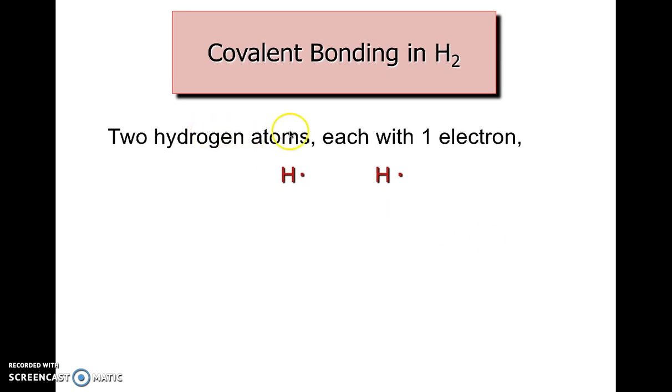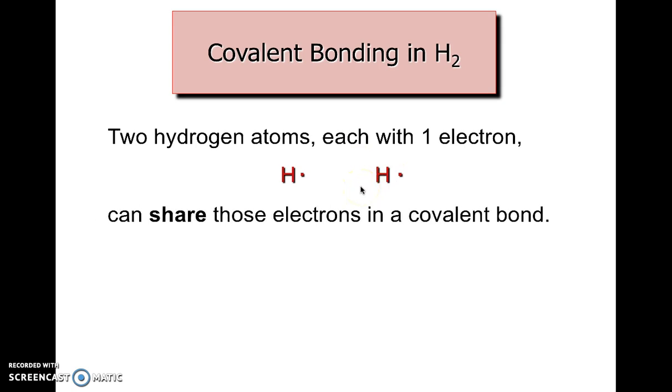So I have 2 hydrogen atoms. Each of them has 1 electron. So I've got my H with 1 dot, and I've got my H with 1 dot. Now remember, hydrogen wants to have 2 valence electrons in order to be happy. So if these 2 got together and shared these 2 electrons that they have, they are going to form a covalent bond. So we put those 2 dots in between, and we can turn them into a line to show that they are shared.